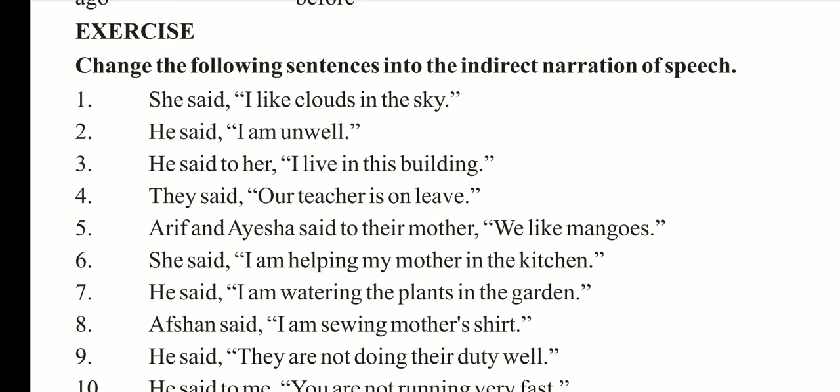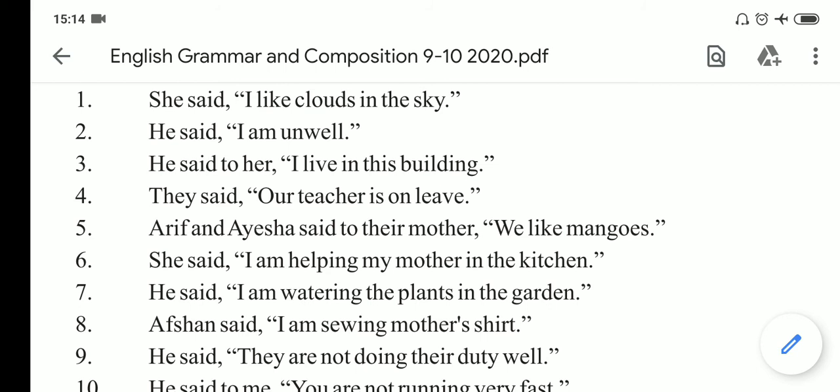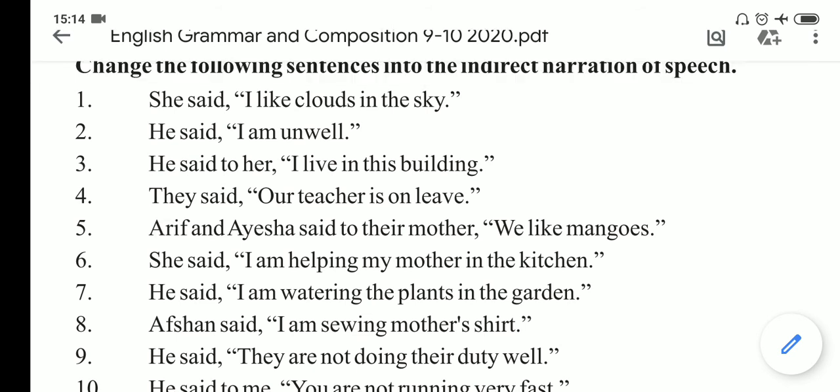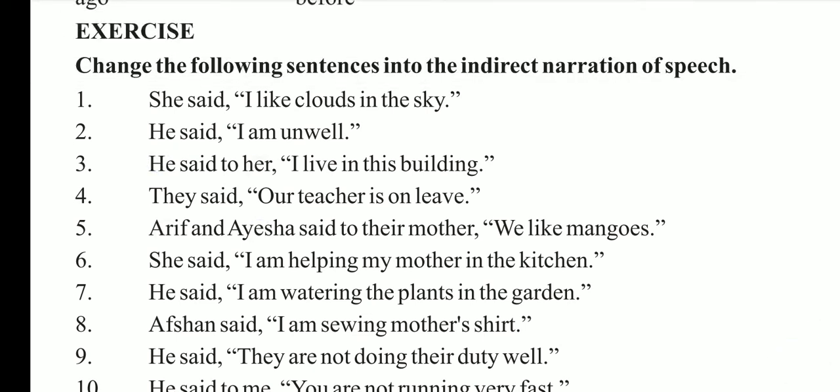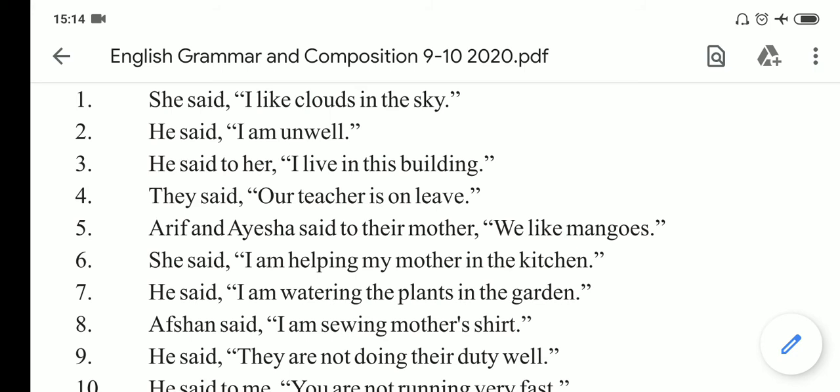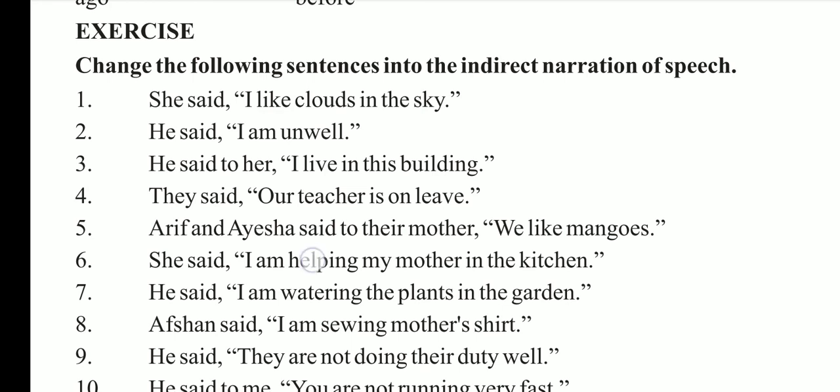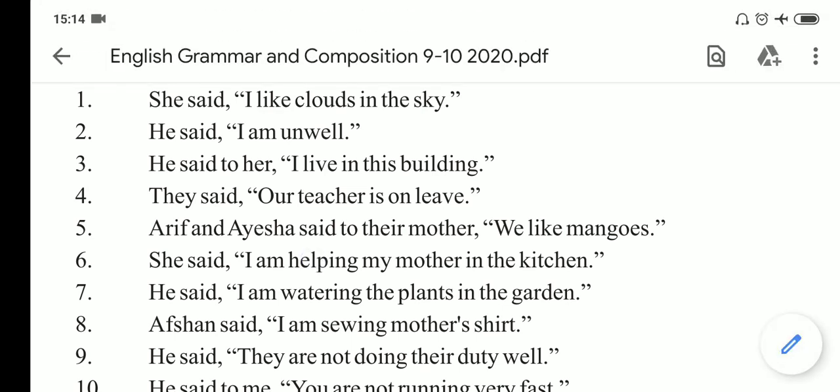She said, I am helping my mother in the kitchen. She said that. Again she told will not happen because there is no other second person, only she. Here there are two, Arif and Aisha, and there also two, he and her. Here it is only one, she said. You can also change it to she told, and even when there are two persons, told is also grammatically correct, but as a rule we do this. She said that she was helping her mother in the kitchen, because this is present continuous tense, and according to the rules the present continuous tense will change into past continuous tense.